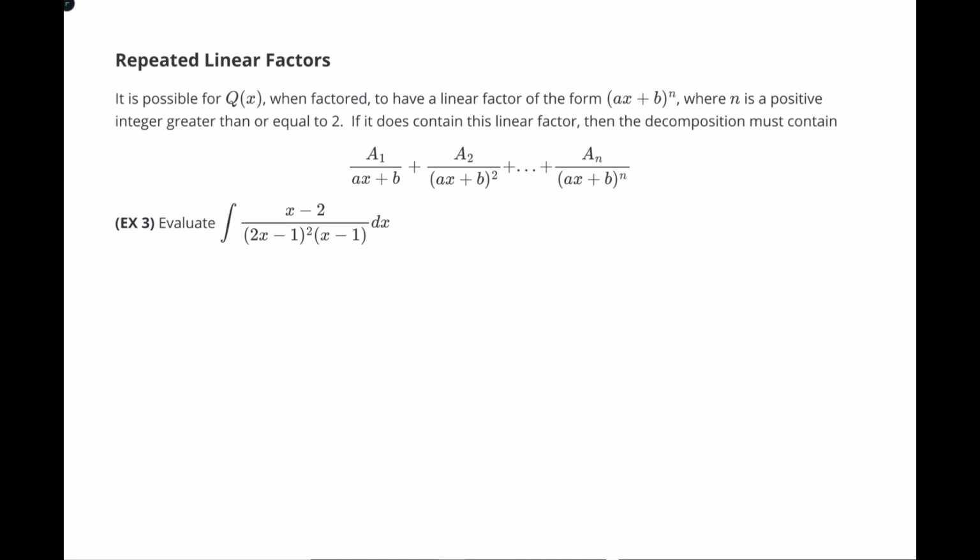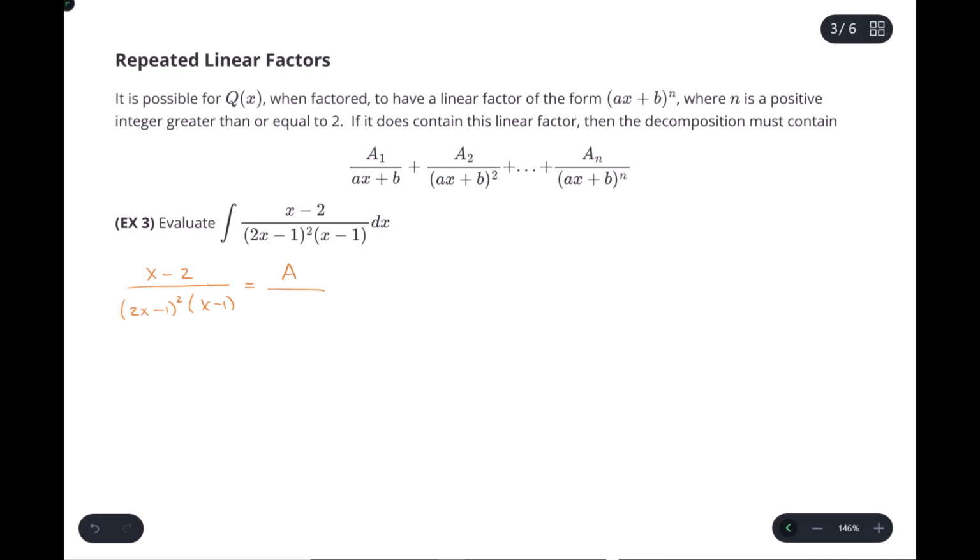breakdown looks like. So we take our fraction in factored form, and any factor that is on its own, so just linear and on its own, we just treat it as we did before. So I'm just going to go ahead and write a over x minus 1. Now this next term, the 2x minus 1 squared, I write it as a linear first, and then put some constant over that, and then I write it again, but as a quadratic, and a different constant above that.